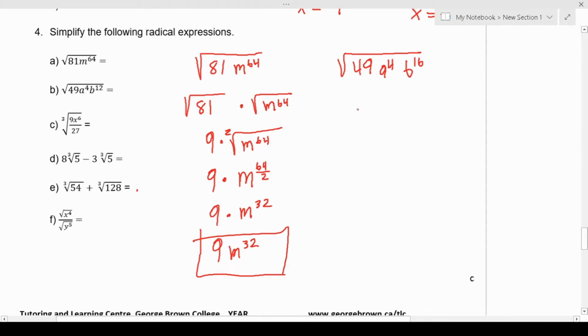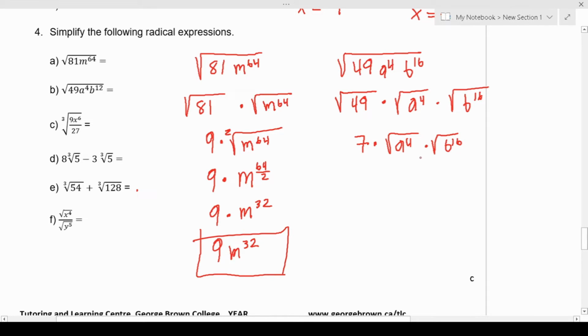So using the first law of radicals that we mentioned, we can go ahead and break this down accordingly. This is the square root of 49 times the square root of a to the 4th times the square root of b to the 16th. Right away, we should realize that the square root of 49 is 7. It's a perfect square. And that's going to be times the square root of a to the 4th times the square root of b to the 16th.